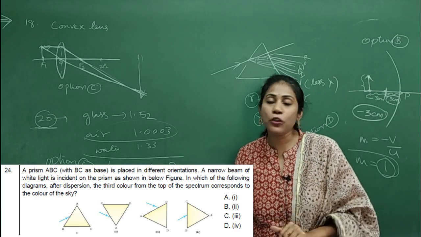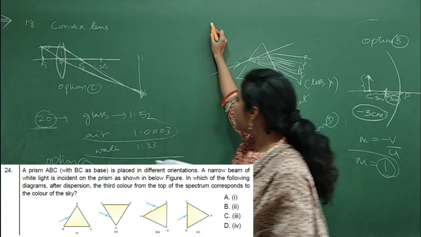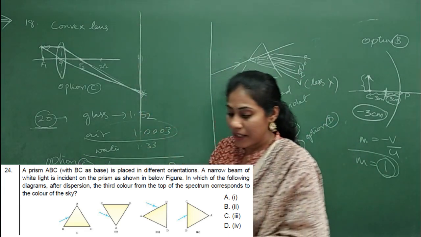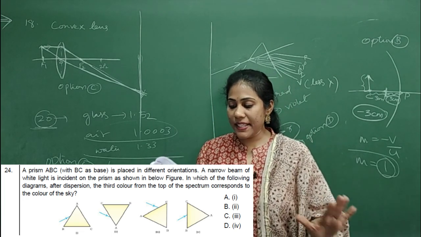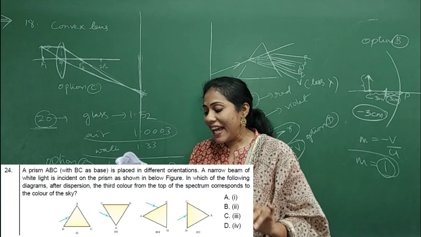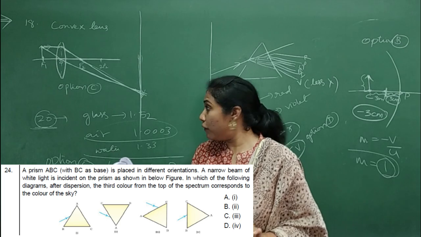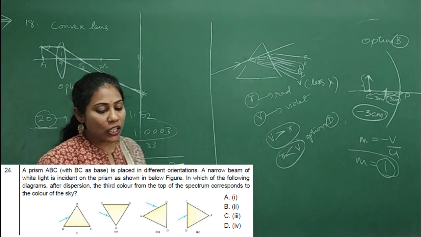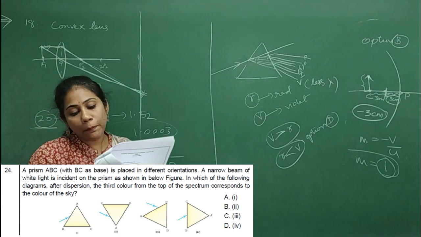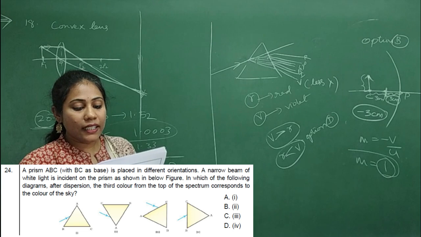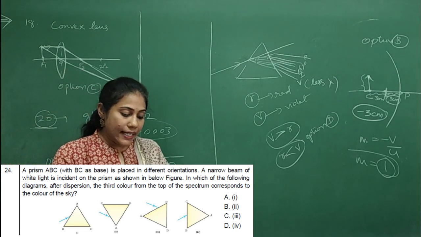And coming to 24th question, guys, you should really be very, very careful here. See, just observe this. The prism ABC with BC as base is placed in different orientations. A narrow beam of white light is incident on the prism as shown in the below figure. Okay, in which of the following diagrams, after dispersion, the third color from the top of the spectrum corresponds to the color of the sky? What is the color of the sky? Blue, right?